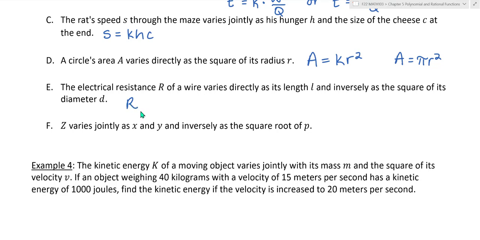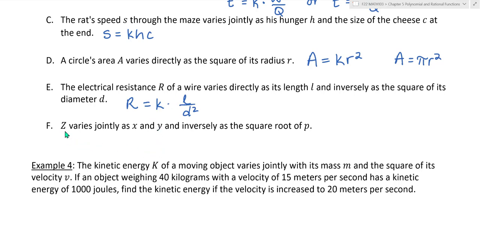So the resistance that a current encounters as it's traveling along a path. The resistance R equals K, varies directly as the length and inversely as the square of the diameter. I would write it like this, and the L goes on the top because that's directly, and then D squared goes on the bottom because that's the inversely. But you could just put the K up there with the L if you wanted to.